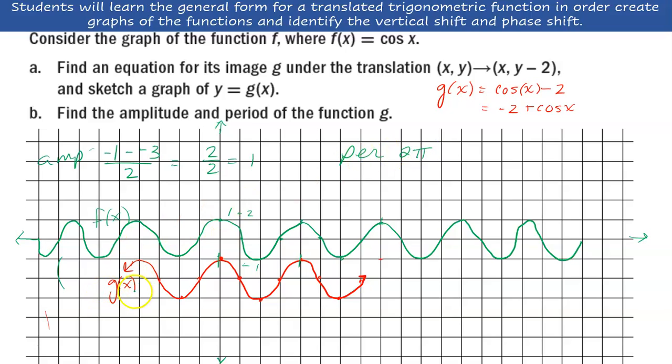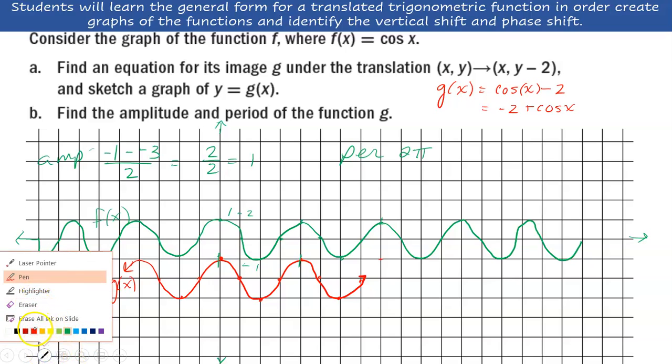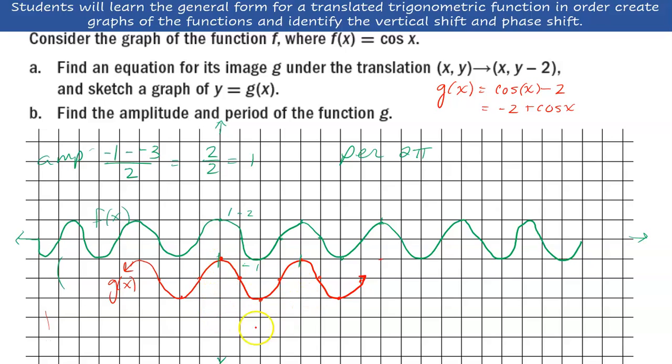Now here's my question for you. What's the new range? What's our range going to be for g of x? Well, remember our range is the y values. So while our domain for g of x is still all reals, our range is now -1 is greater than or equal to y is greater than or equal to -3. Or you could write it as -3 is less than or equal to y is less than or equal to -1. Or you could write it in interval notation, -3, comma, -1.